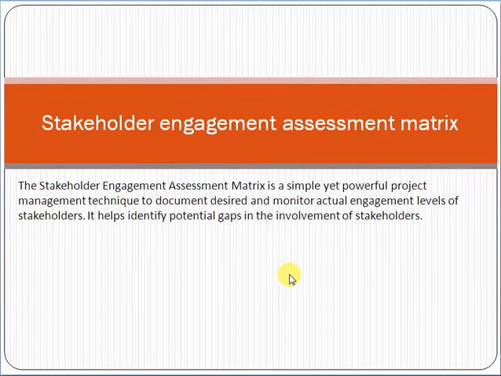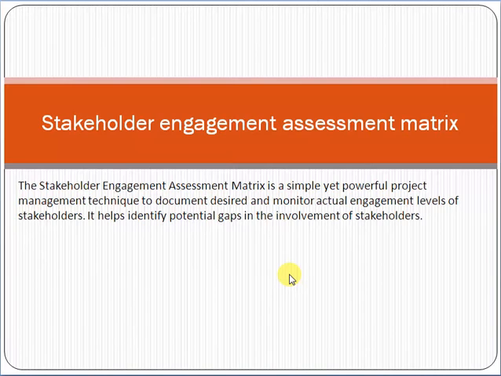Friends, if you are a student studying project management in university, or you are planning to give the PMP exam, the stakeholder chapter has been newly added in the PMBOK guide, and it is a very important topic from an exam point of view. Either you are giving the PMP exam or the project management exam in university, you must understand the stakeholder and the stakeholder engagement assessment matrix. You will see this topic in the exam.